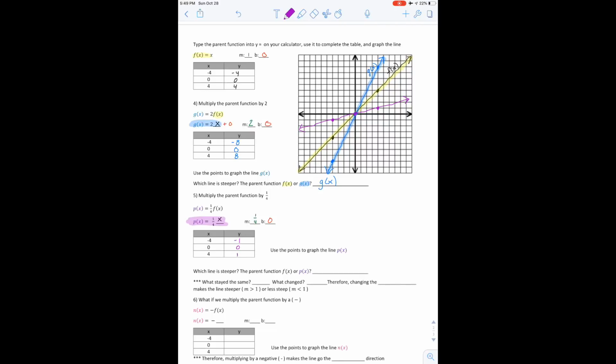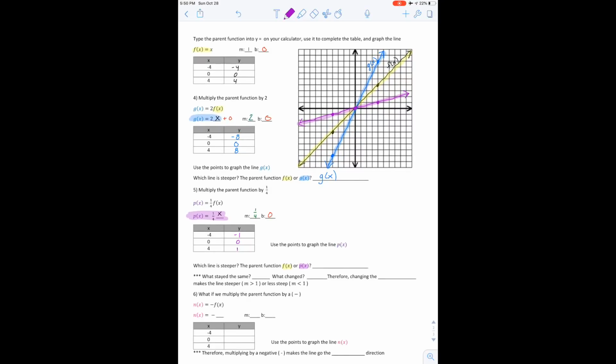All right, so now let's see. The question says which line is steeper, the parent function, f of x, or our new line, p of x. So basically, is the yellow line steeper or is the purple line steeper? Well, the yellow one, right, which is f of x. So our parent function was actually steeper. Parent function, which was f of x, right? So this one is p of x.